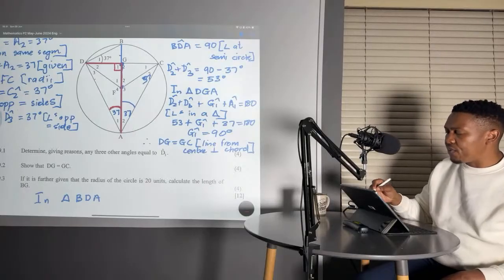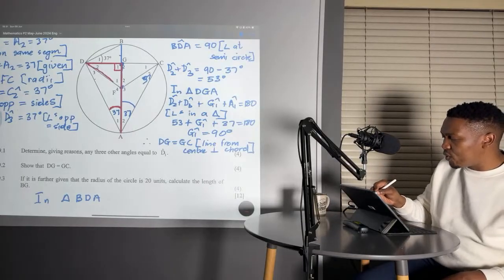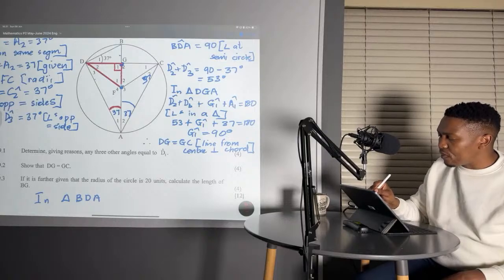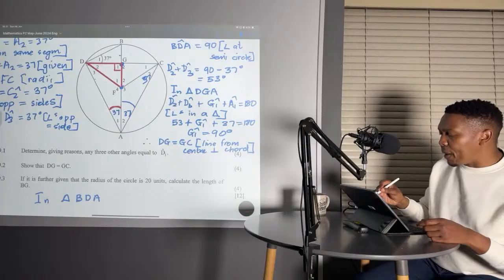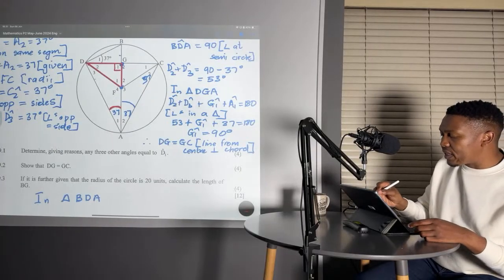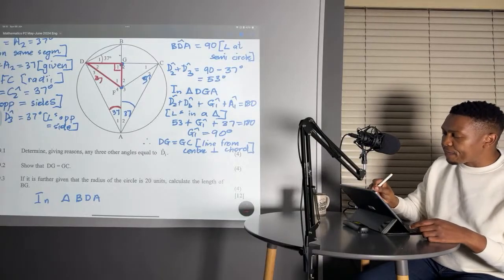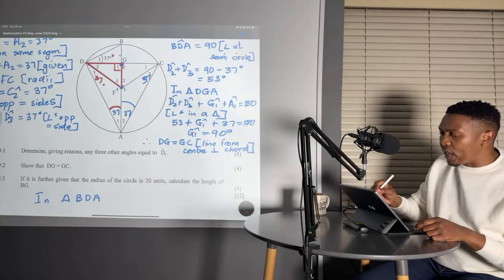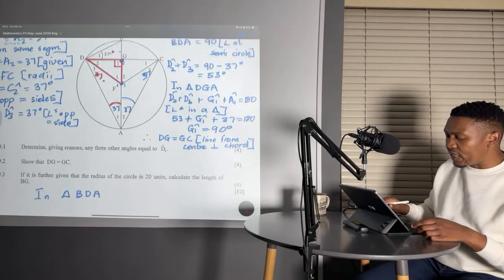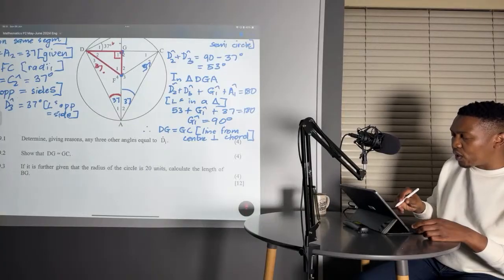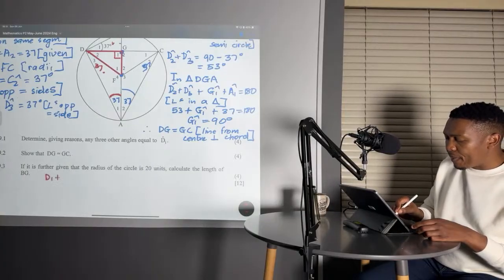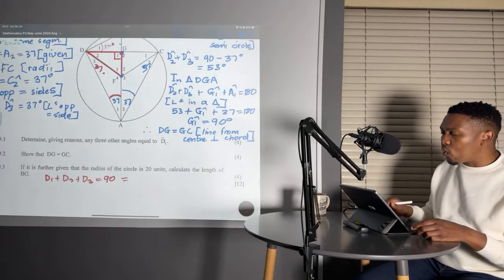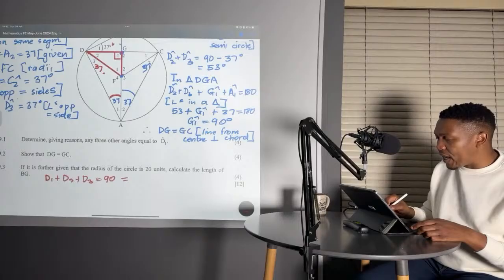Let me see. Yeah, in fact, if we used this smaller triangle over here, what do we note? If you remember, we were able to find that this angle is 37 degrees. And if that's 37, and the whole angle is 90 degrees, I can find angle D2. So I know D1 plus D2 plus D3 is equal to 90 degrees. And so what does that mean? It means that I can find angle D2.